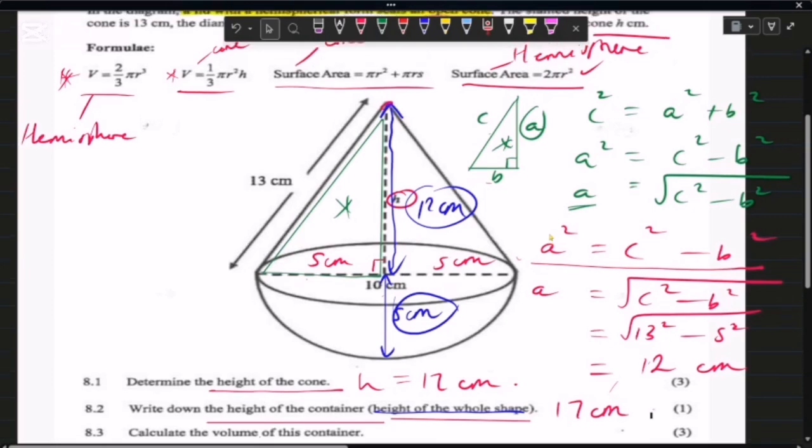Hey, my diagram is a complete mess. Let me just clean some things.